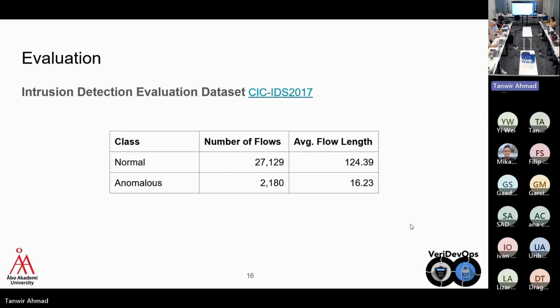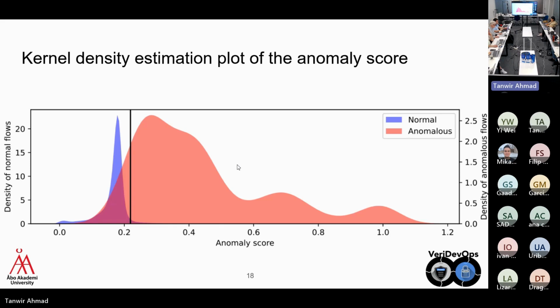We use the CIC-IDS 2017 dataset, where we have normal traffic, and all the attack types are considered as anomalous. And we can see here also that if we compare the number of flows in the normal traffic and in the anomalous traffic, there is a huge imbalance. But although we have few anomalous samples as compared to normal samples, we were able to achieve quite good results.